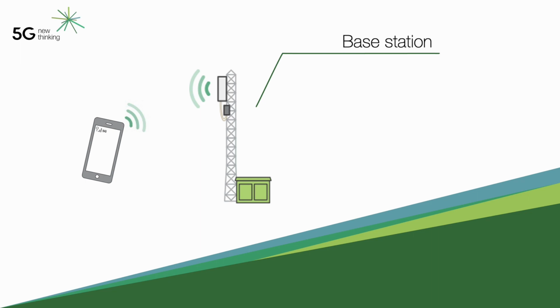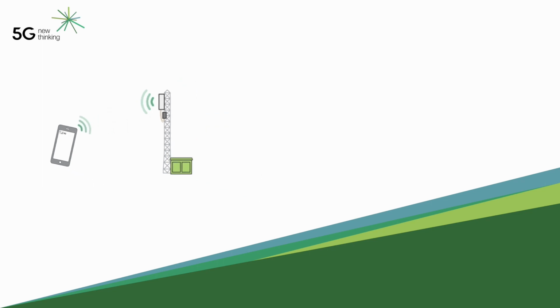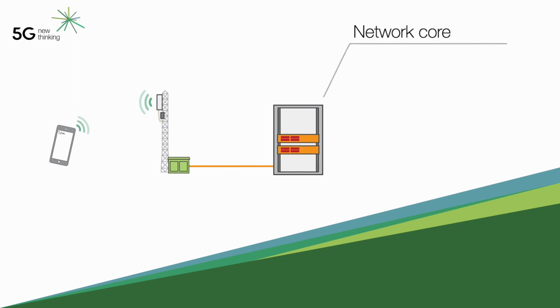Many UEs can connect to the same base station at any one time. The base station delivers the radio signal to a location and processes the data exchanged with connected UEs. The base station is connected to the network core, which amongst other things is responsible for UE authentication. This can run on local hardware or in the cloud.